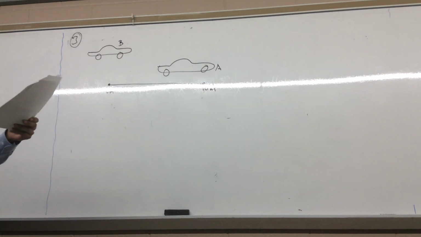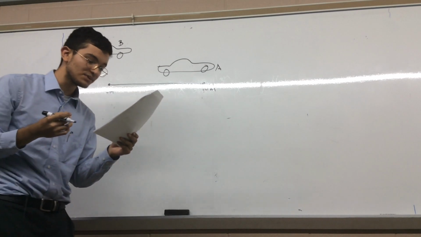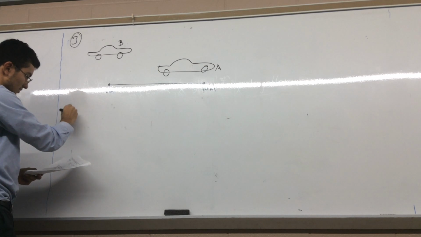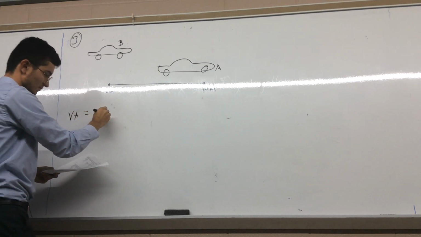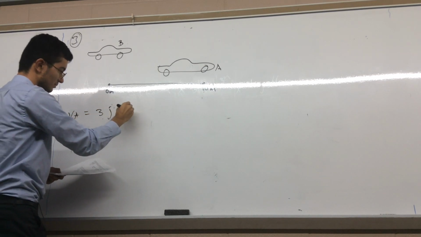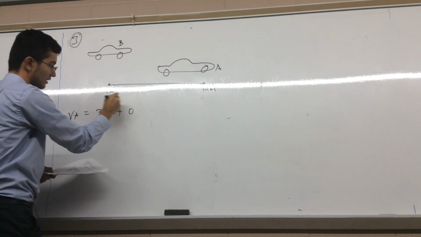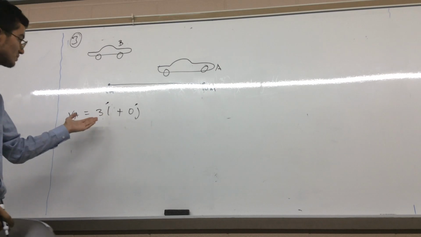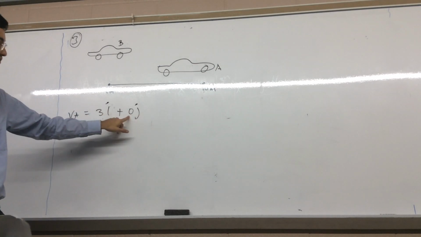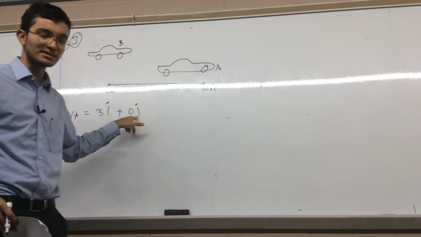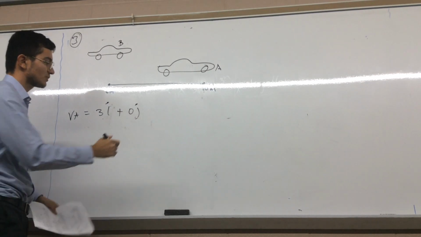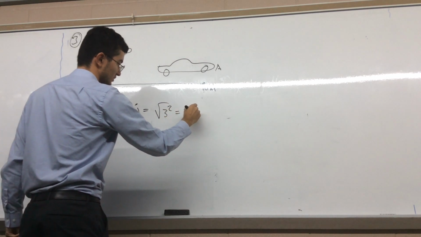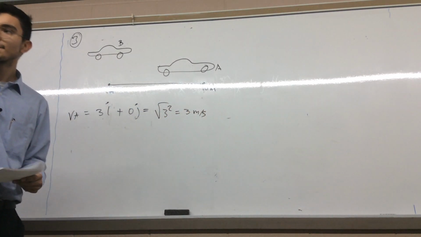Now, car A moves at a velocity function that is given as 3i hat plus 0j hat. And well, this is just the components of some vector that is in the x direction, because the magnitude of the y direction is going to be 0. So if we find the magnitude of this, that's just the square root of 3 squared, which is just 3 meters per second. Okay?